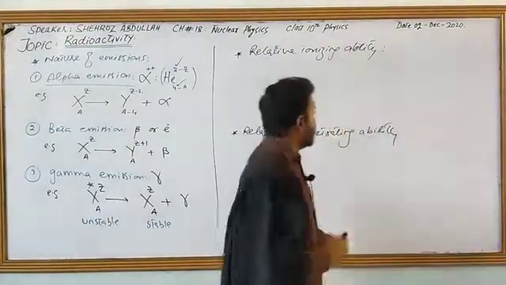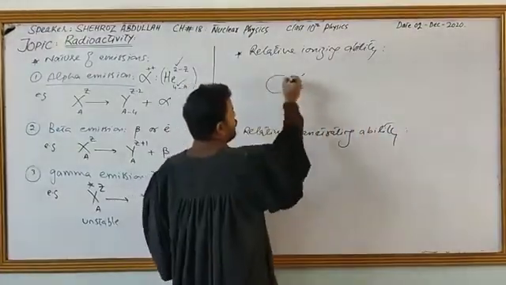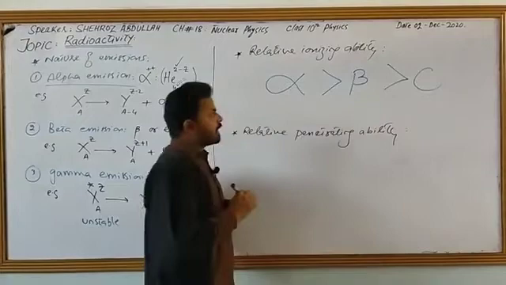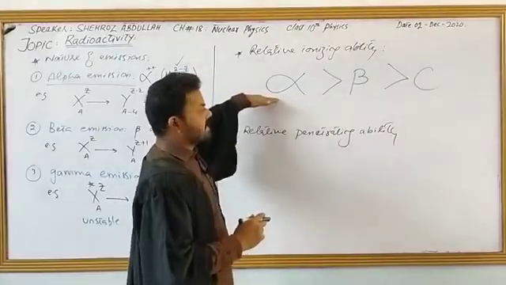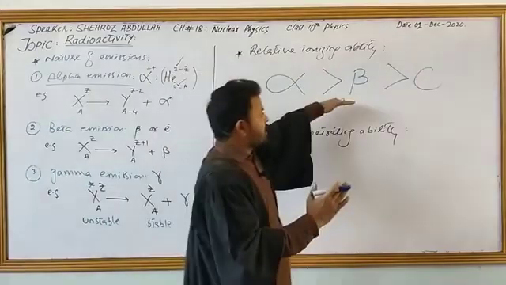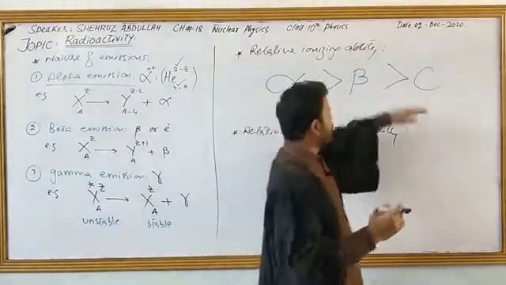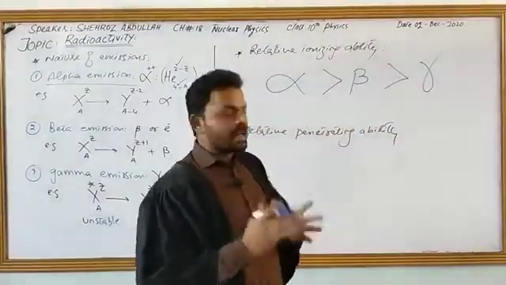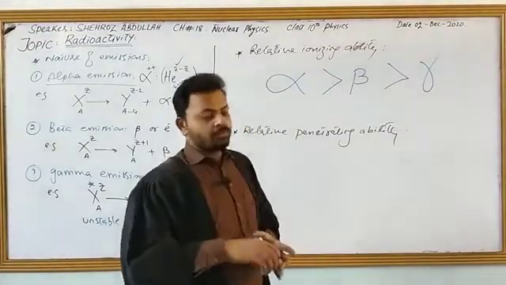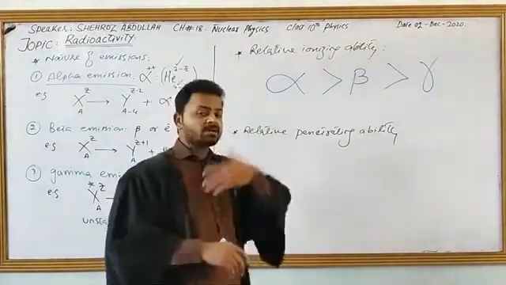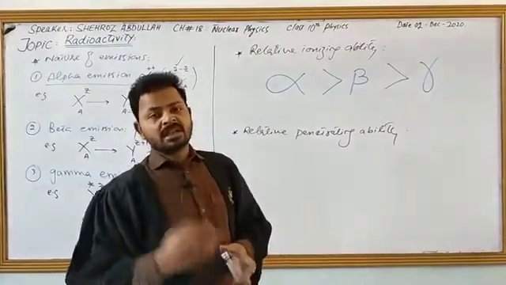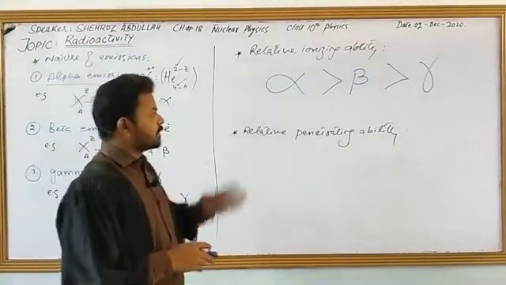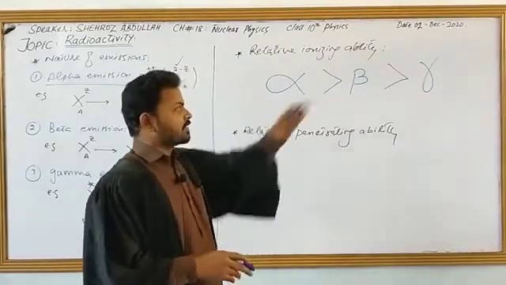we will understand that the relative ionizing ability of alpha is greater than beta and beta is greater than gamma. Means alpha's ionizing ability is very great, beta's ionizing ability is intermediate, and gamma's ionizing ability is very less. What is ionizing ability? The process in which electrons are ejected from the outermost shell of a certain element is known as ionization. Okay, so if we compare the ionizing ability of alpha, beta and gamma, we will write alpha greater than beta greater than gamma.